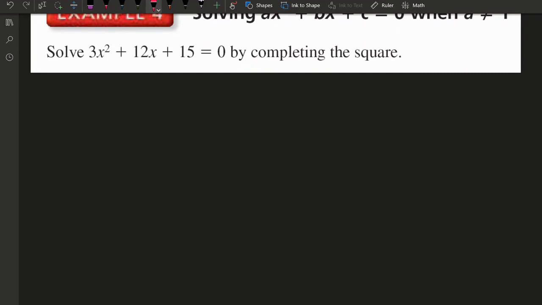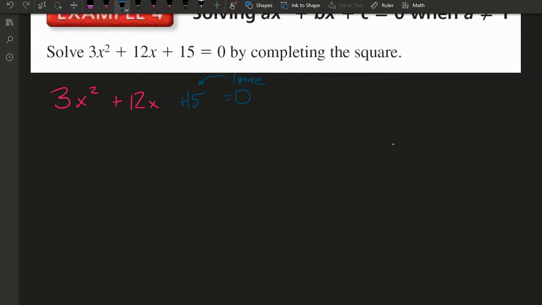So here's what I'm going to do. 3x squared plus 12x plus 15 equals 0. I said 15, but I wrote 5. Okay, I wrote that in a different color because here's what we're going to do. We're going to ignore this third number right here. We're going to ignore the constant.